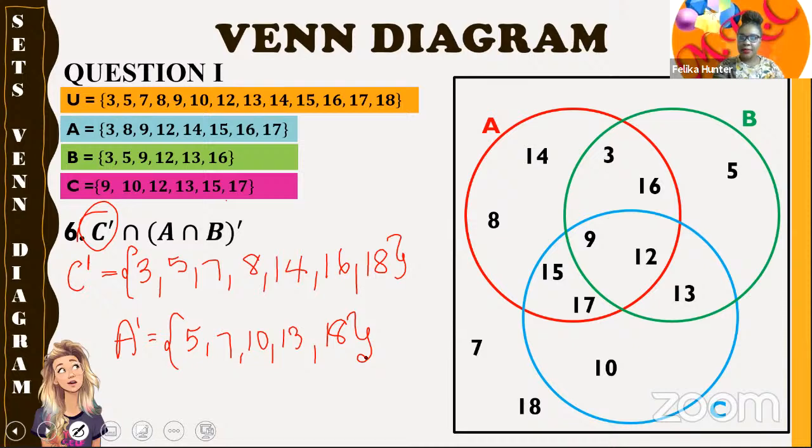Do you understand? Miss, I don't. Miss, are we doing the homework? Miss, I think I understand. You think so? You want to try B complement for me? Tell me what B complement would be.